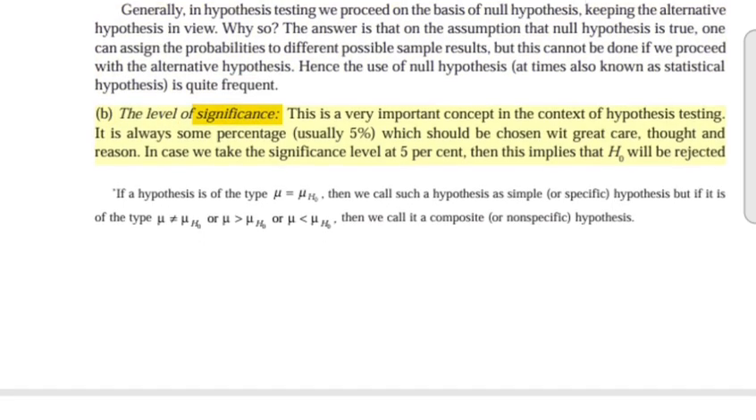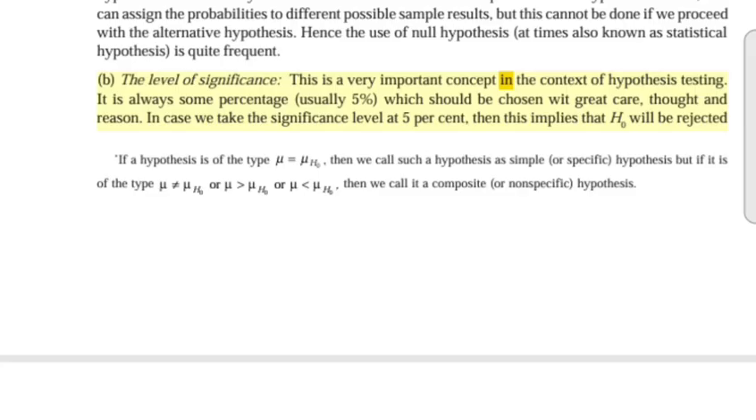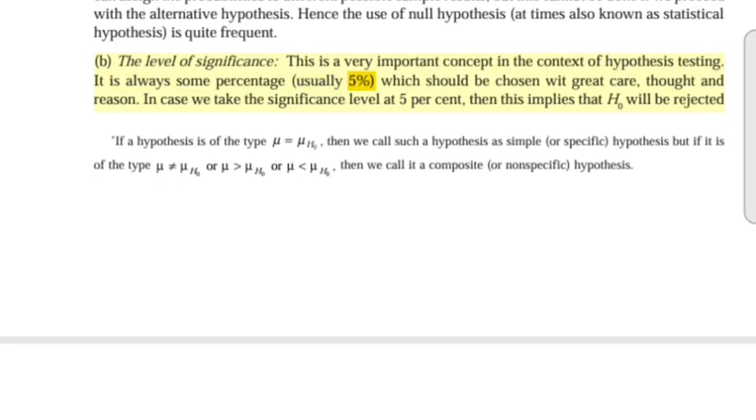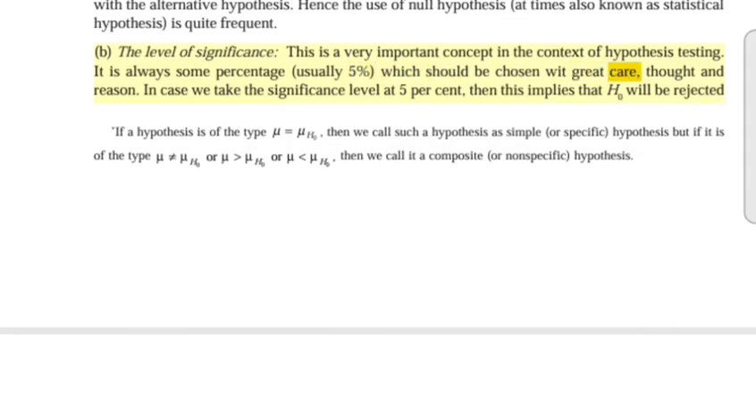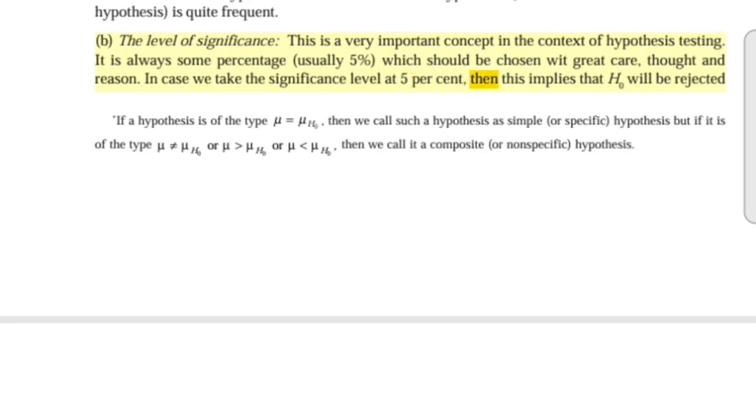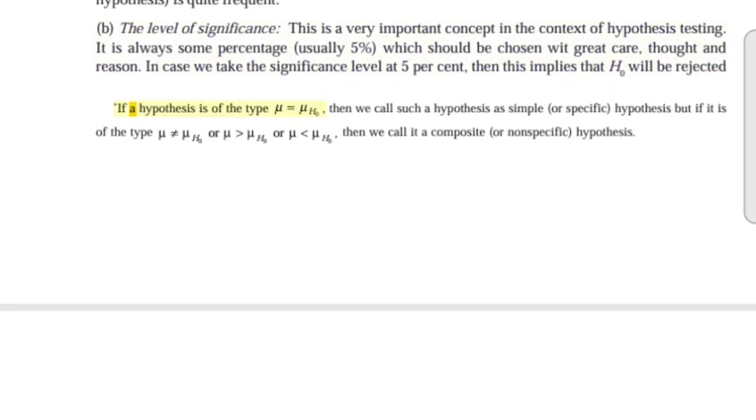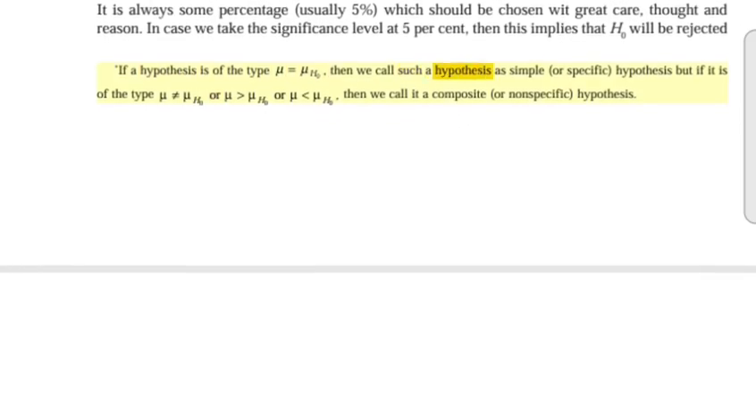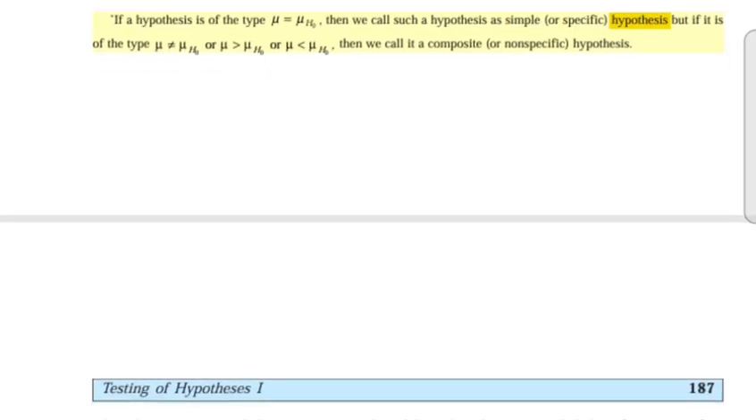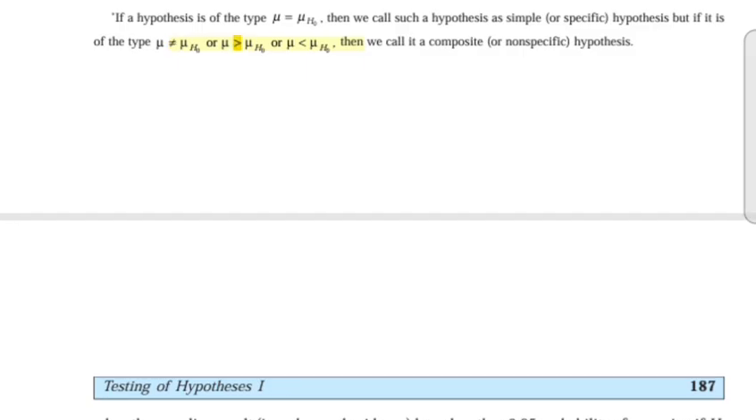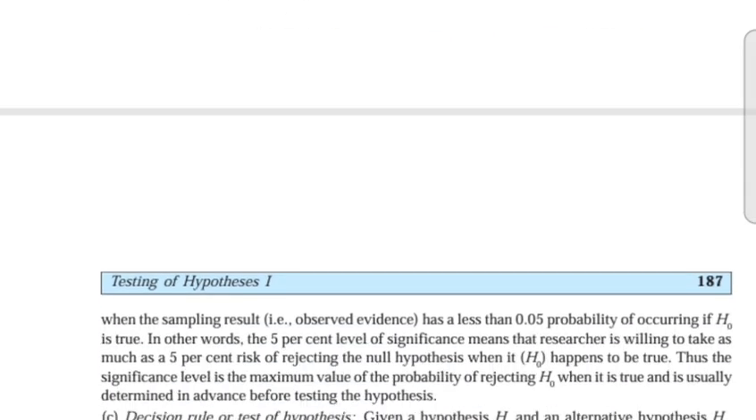B. The level of significance. This is a very important concept in the context of hypothesis testing. It is always some percentage, usually 5%, which should be chosen with great care, thought and reason. In case we take the significance level at 5%, then this implies that H0 will be rejected. If a hypothesis is of the type μ = H0, then we call such a hypothesis a simple or specific hypothesis, but if it is of the type μ ≠, >, < H0, then we call it a composite or nonspecific hypothesis.